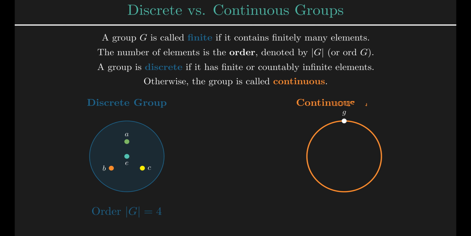Now, compare this to the right side. Here we have a continuous group. Instead of isolated dots, we have a smooth, connected path. Watch the element G. Notice how it moves continuously along the structure, transitioning smoothly without any jumps or gaps. Because of this continuity, the number of elements here is uncountable. Therefore, the order of G is infinity.